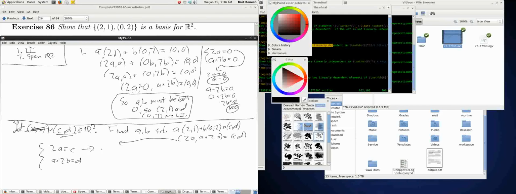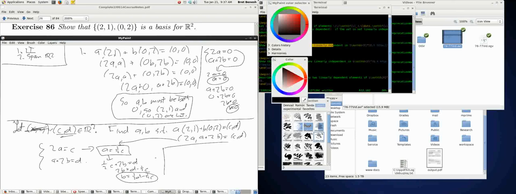So what this tells me is that A has to equal 1/2 C. So I know what A is. And that tells me that I have to have 1/2 C plus 2B is equal to D. And then I have 2B is equal to D minus 1/2 C. And B is equal to 1/2 D minus 1/4 C.